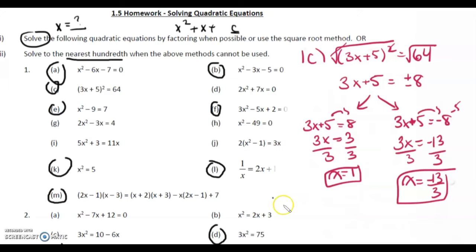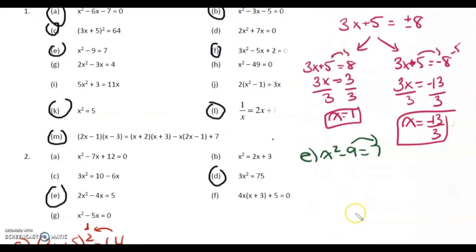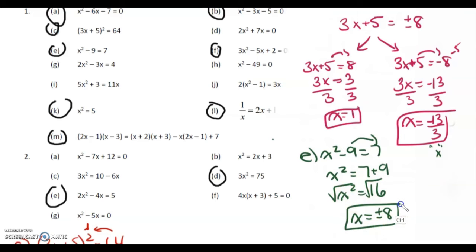Okay, so E. X squared minus 9 equals 7. Okay, bring over that 9. Well, you can do this one of 2 ways. You can do this factoring, or you can just bring it over and solve. So if you brought it over to solve, the reason why we don't have to actually factor this is because it doesn't have an x term in it. So if you brought this over, we'd go 7 plus 9, which we know is 16. So we can actually straight solve. So x equals plus minus 8. There's going to be 2 answers there.